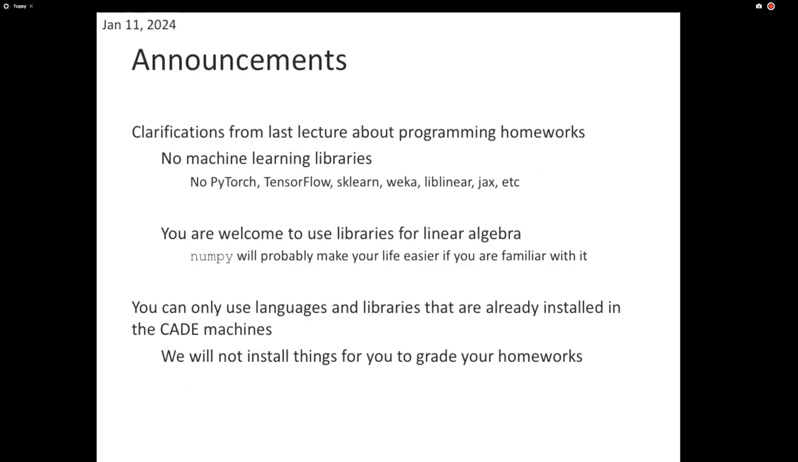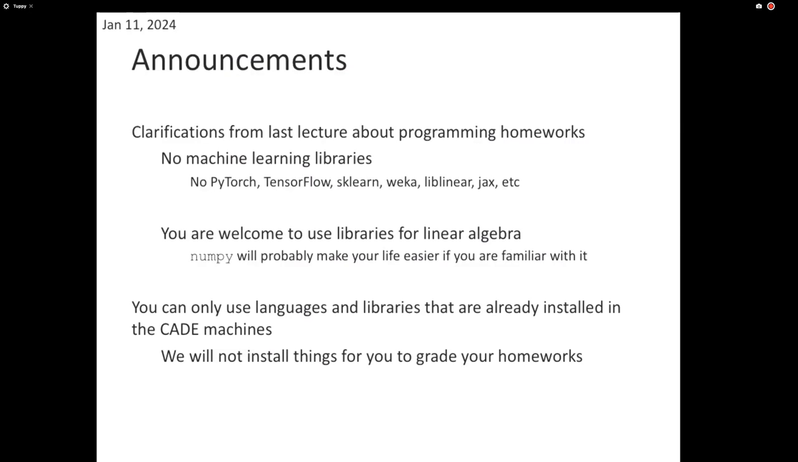Another announcement is a couple of clarifications about programming homeworks from the previous lecture. There will be programming home assignments throughout the class, and you're not allowed to use any machine learning libraries, which means you can't use PyTorch or TensorFlow or JAX or scikit-learn or any of those things, because you'll be actually building those things, a pretty tiny version of those things. On the other hand, you are welcome to use libraries for linear algebra and data manipulation. So if you're familiar with NumPy, for example, you're allowed to use that. If you're familiar with pandas, you're allowed to use that.